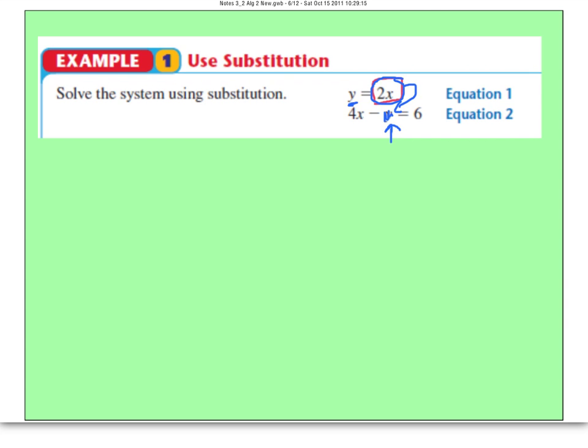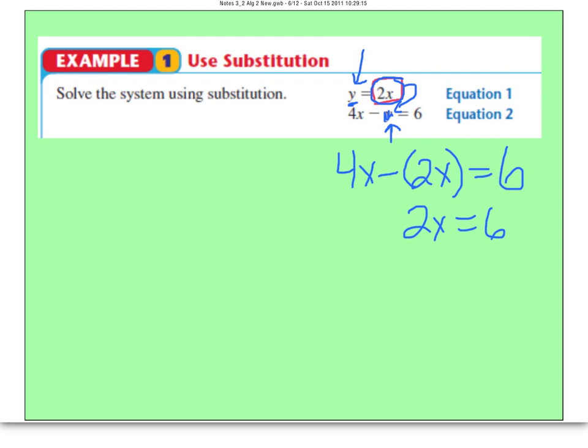I substitute it. So I would have 4x minus, it used to be y, but y is 2x, so I put that in its place, and I say equals 6. And then you solve for the variable, so 4x minus 2x is 2x equals 6, and then divide by 2, so x will equal 3.